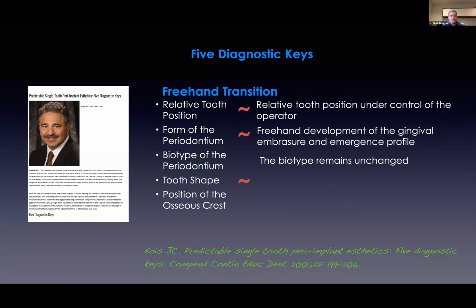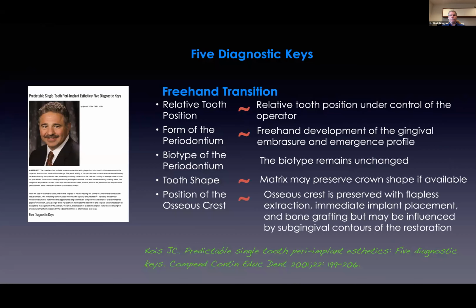Tooth shape, the matrix might preserve the crown shape if it's available. Otherwise, you're doing a healing abutment. Or as I did in the one case, just fit a couple denture teeth onto the model, take an impression of that, which is not exactly the same as what it was before, but she never had teeth there before anyways. As far as the position of the osseous crest is concerned, it's preserved with flapless extraction, immediate implant placement, and bone grafting, but it might be influenced by the subgingival contours of the restoration if you over contour it.